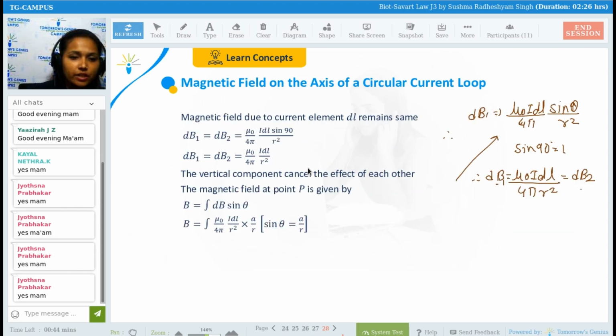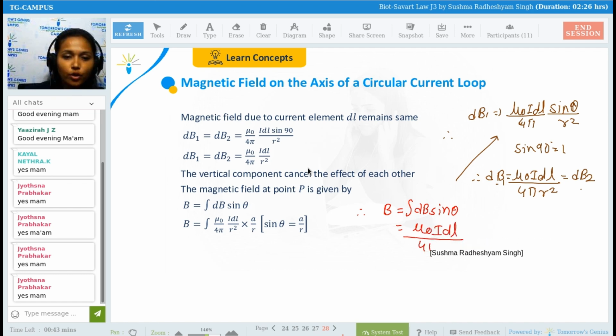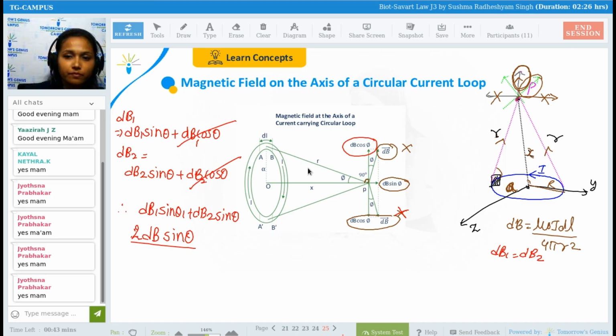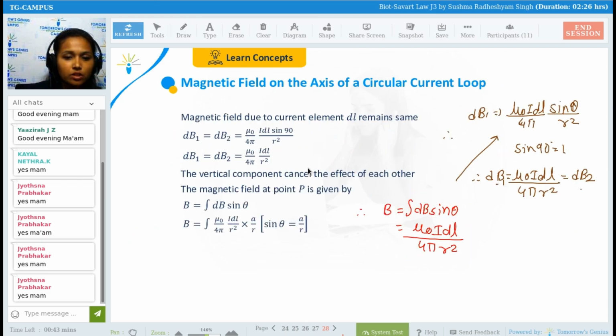Similarly, here we get dB sin theta. So now B is equal to the dB sin theta component. What is dB? dB is mu naught over 4 pi, I dl upon r square. What is sin theta? In this diagram, this is your theta. If this angle is theta, then sin theta is opposite over hypotenuse. What is your opposite? It is alpha by a. Instead of alpha we take it as a later. So we say simply a over your hypotenuse.